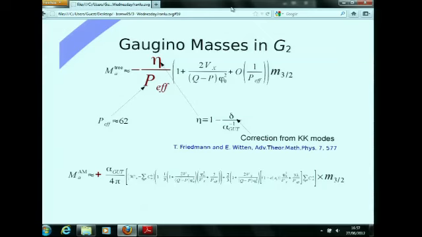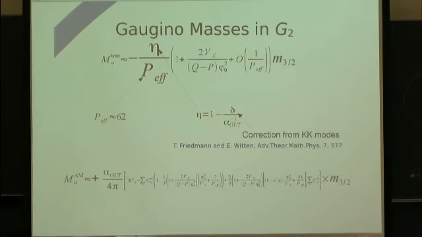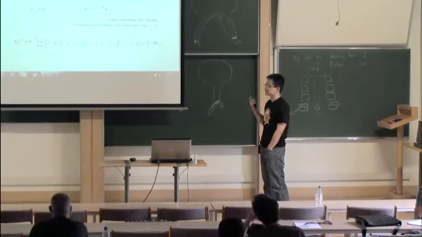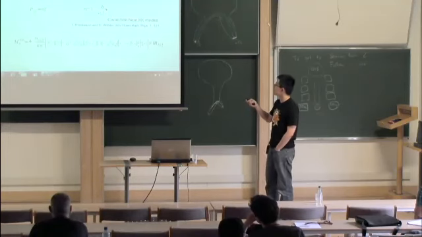Here I'm focused on G2 examples because the expression is concrete and we can make interesting predictions. So in G2, you have the tree-level contribution to the gaugino mass. Here, this eta is a threshold correction from string theory. Basically, you calculate the correction from the KK modes. In principle, you can calculate it if you have a G2 manifold. But here we do not really have an example for G2, so we just treat this eta as a free parameter.